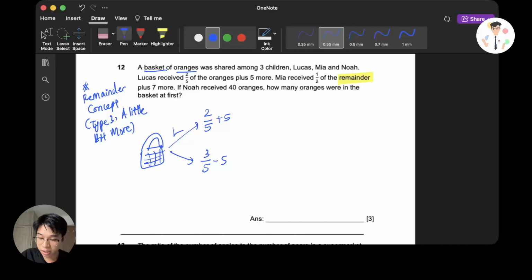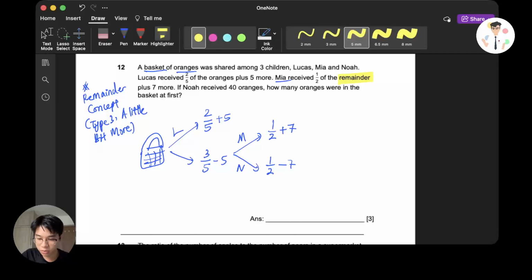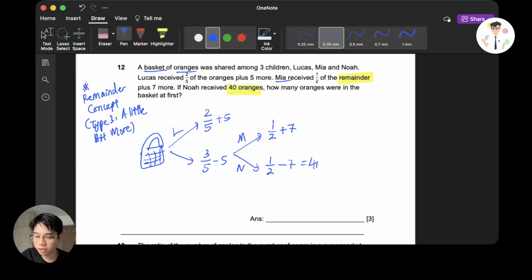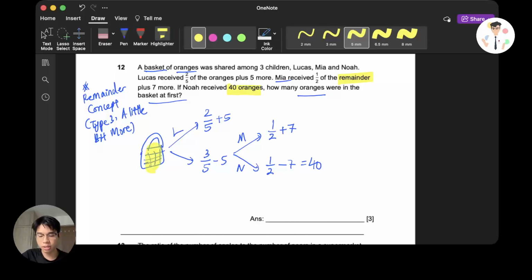So out of this remainder, I give Mia how many? Half of what I have here plus how many more? 7 more. So I plus 7 here. If I give him half plus 7 more, then I will be left with another half, but I need to minus 7. And this is what Noah received. The question says Noah received 40 oranges. It means that this is equal to 40.